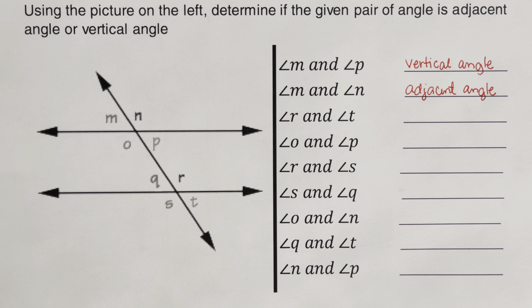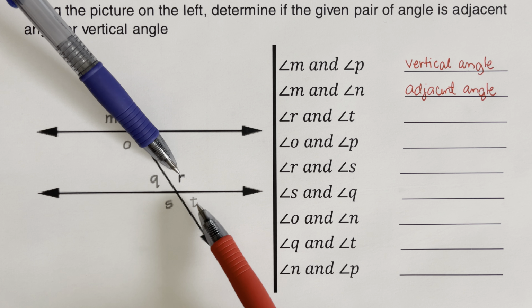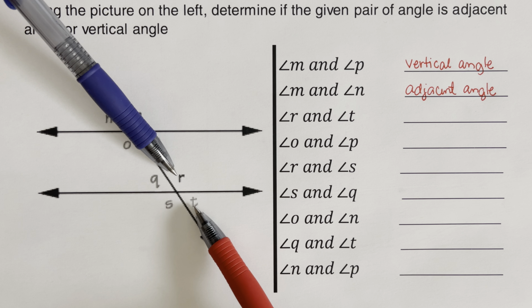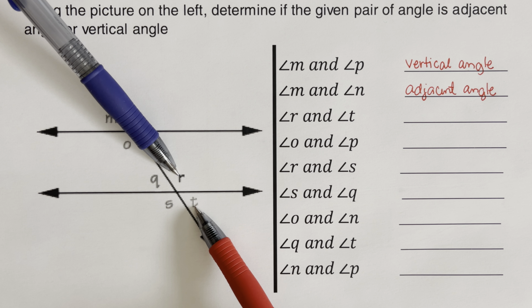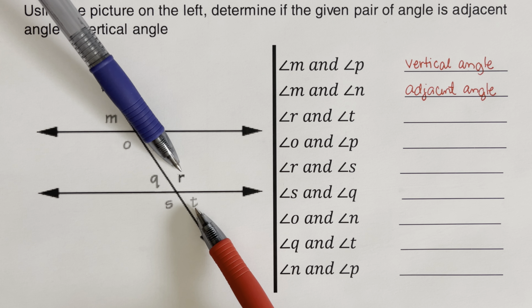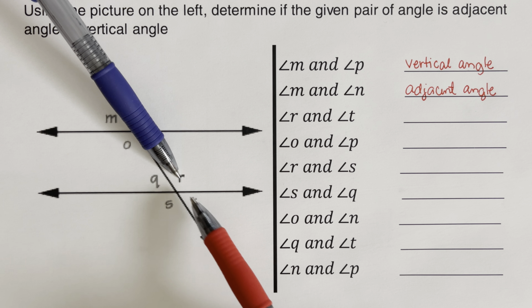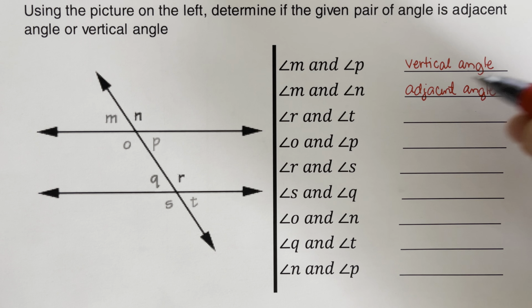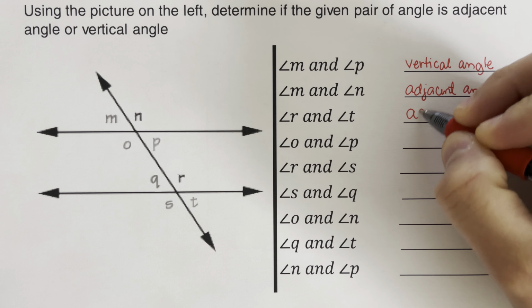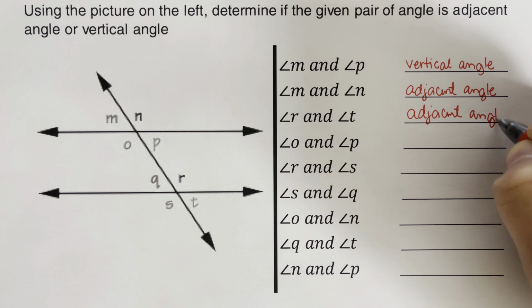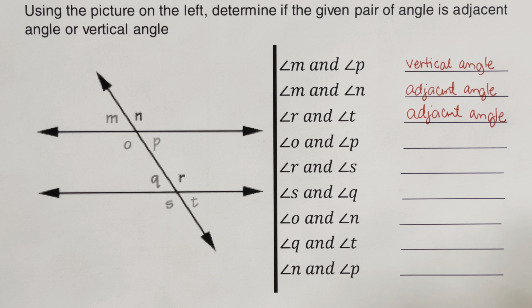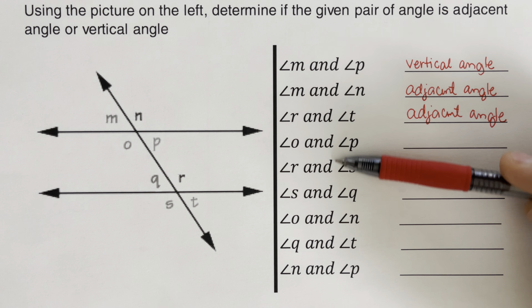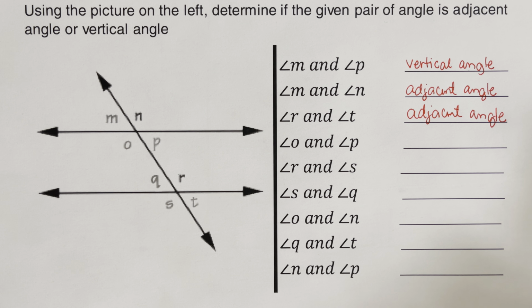Let's move on to the next pair. We have R and T. Angle R is right here, and angle T is this angle right here. As you can see, they are adjacent to each other, which means they are next to each other. They're not opposite, so they are adjacent. I'm just going to write adjacent angle right here. At this time, I would encourage you to pause this video and try these next problems on your own. When you're done, unpause it and check your answer.